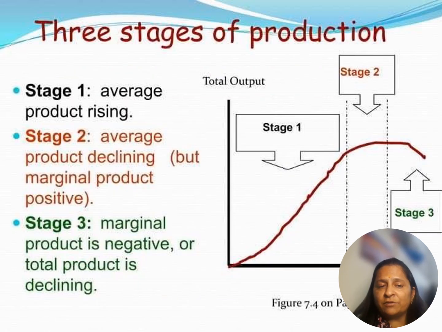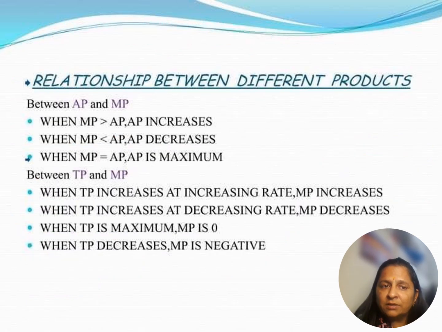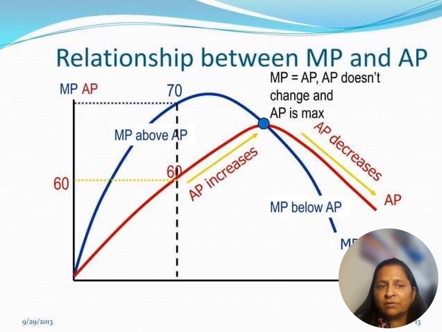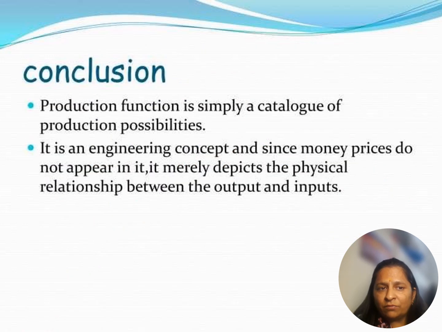So in stage 1 average product is increasing, and in the second stage average product is declining, as I explained earlier. The relationship between increasing and decreasing, I think, is very clear to everyone. Now the conclusion: the production function is simply a catalog of production possibilities. It is an engineering concept, since money prices do not appear in it. It merely depicts the physical relationship between output and input.